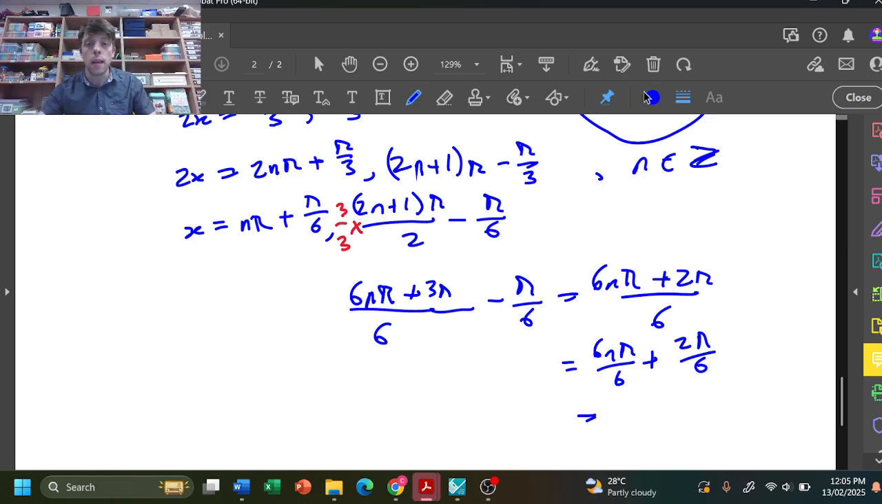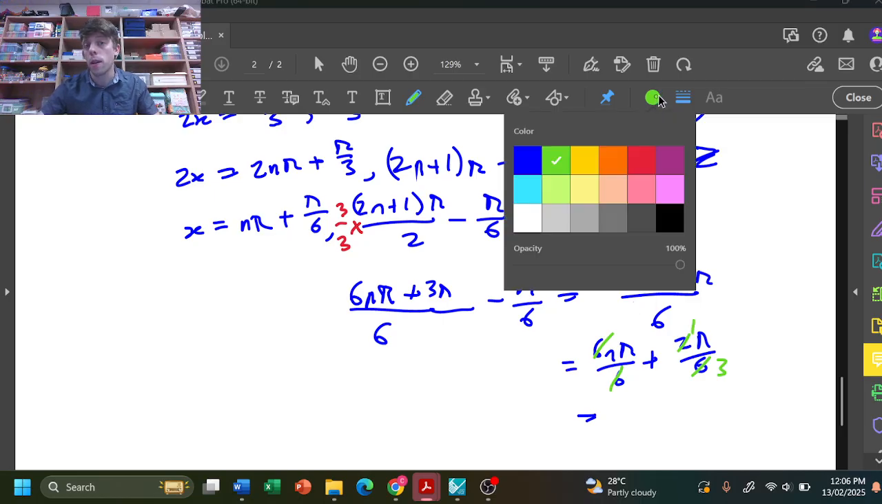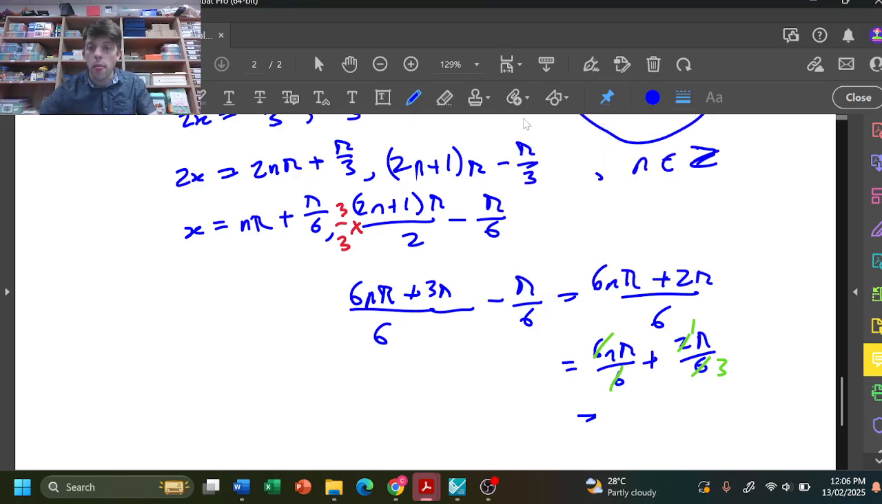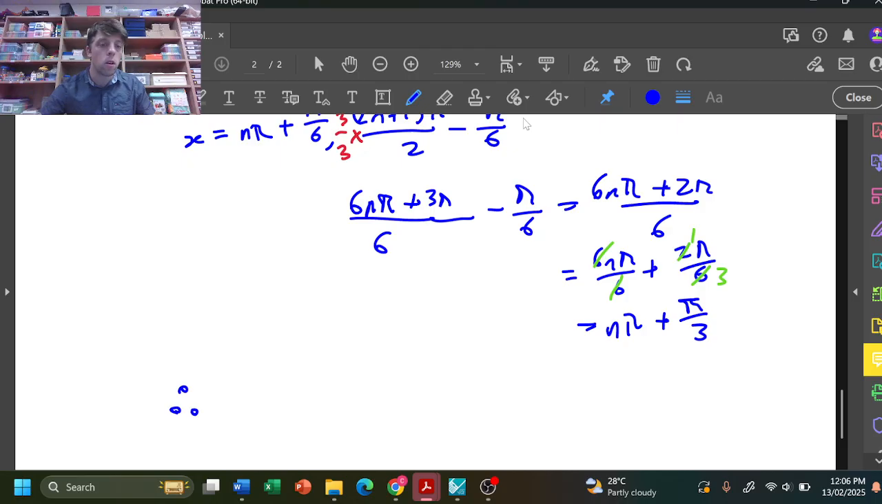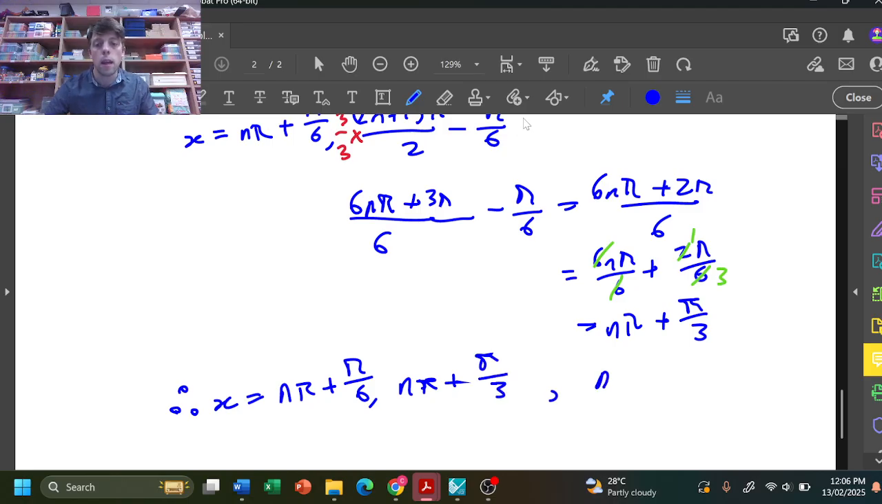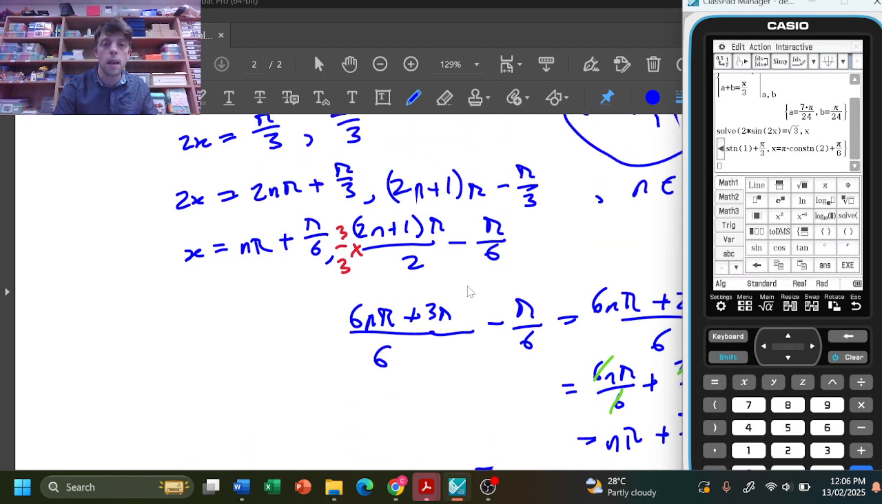This then allows us to cancel out those 6's. Watch us cancel them out. 6 cancels out with 6. And over here, we have 2 divided by 6, so that gives us 1 over 3 when we cancel out a factor of 2. So that gives us a final answer of n pi plus pi on 3. In other words, our two solutions are therefore x is equal to n pi plus pi on 6 and n pi plus pi on 3, where n is an integer. And if you typed this into your CAS calculator, that is exactly what it would tell you.